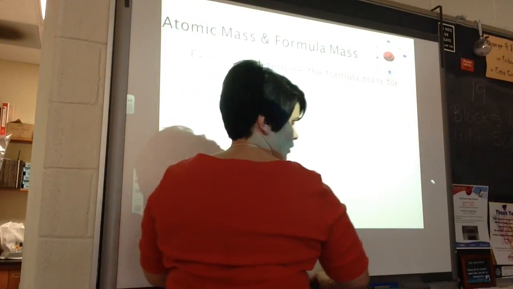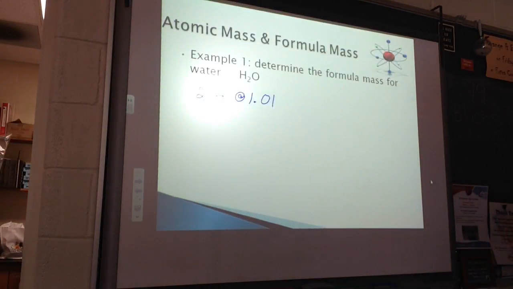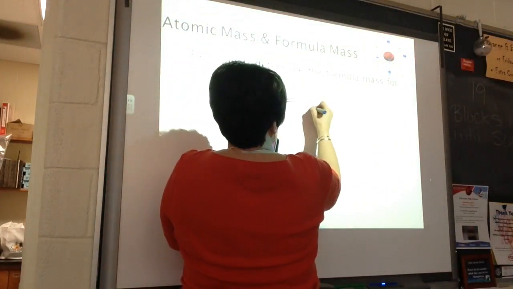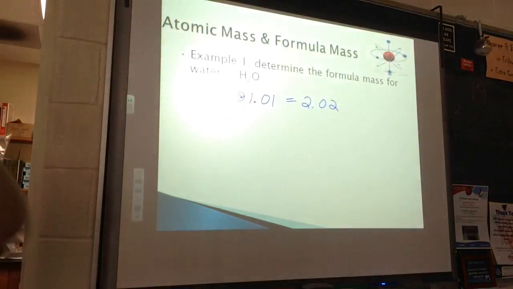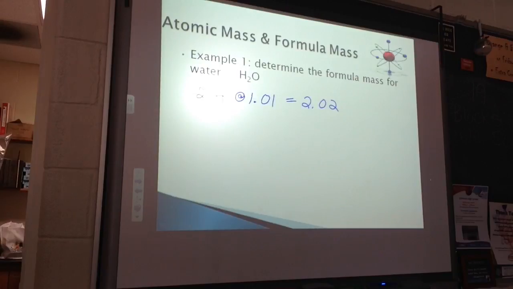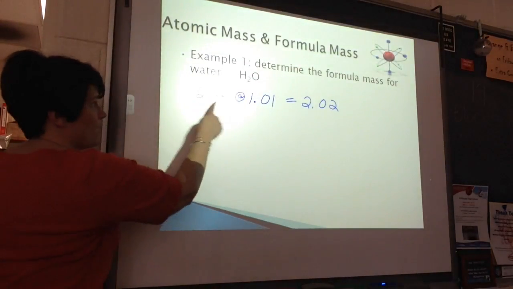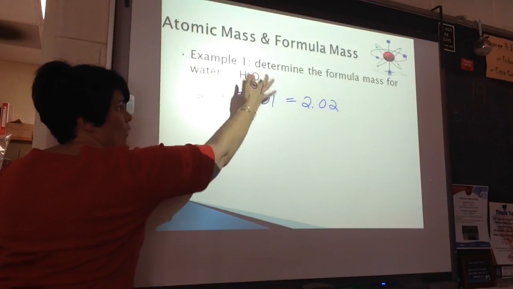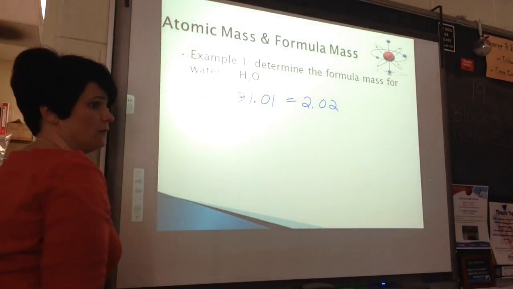Now, this is where we need to do a little multiplication. So you grab your calculator, 1.01 times 2. Why? Because there's 2 of them. 2.02. Does everybody follow? So what happens is, we have 2 hydrogens at 1.01 apiece. So in a water molecule, the total mass for hydrogen is 2.02.